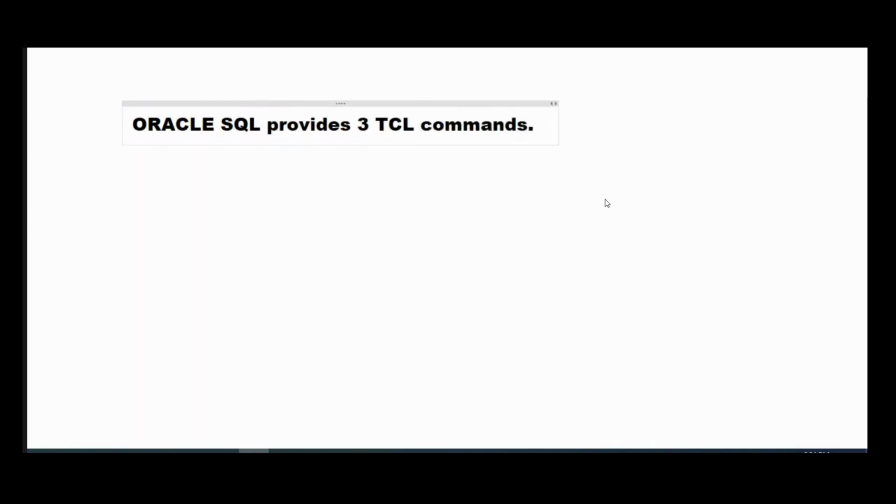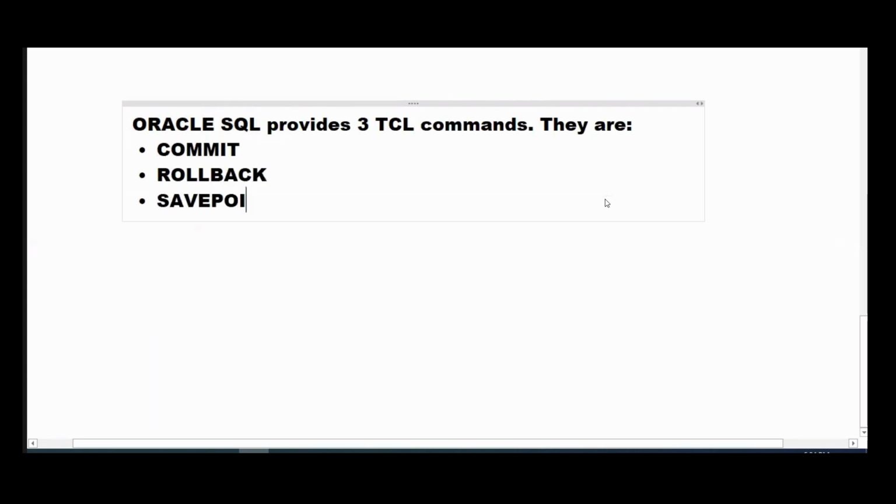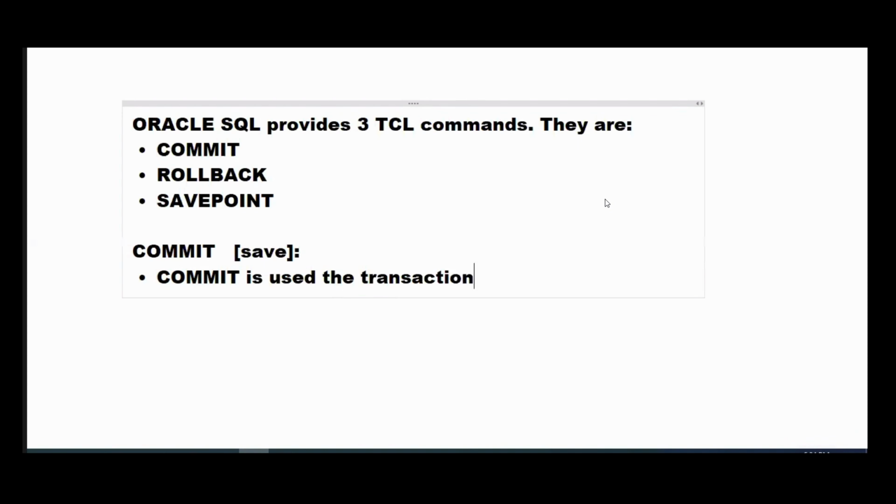So we are learning about TCL commands. Oracle SQL provides 3 TCL commands. What are those? First one is commit, second one is rollback, and third one is savepoint. What is this commit, sir? Commit is used to save the transaction. Commit means you can understand it like simply save. To save the transaction, we use it.